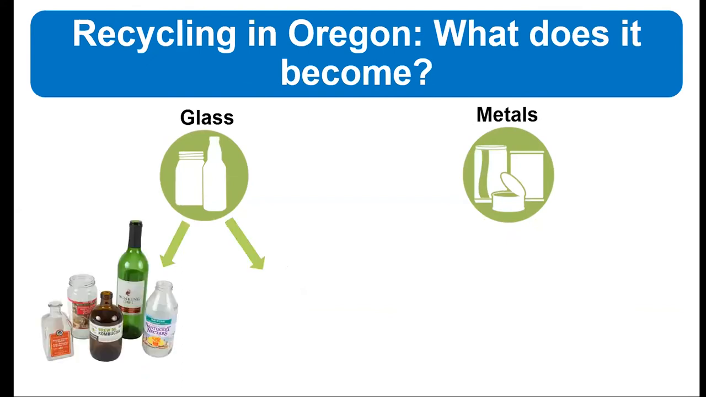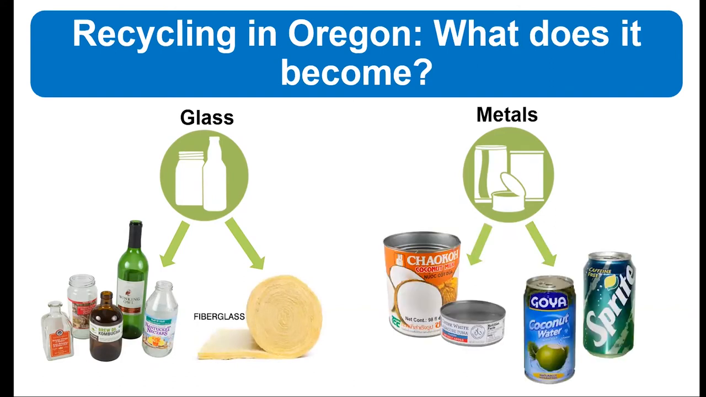Glass mainly becomes new bottles and jars and insulation, and can also be used as a cement additive in the manufacture of concrete and used as alternate daily cover in landfills. And then metal, both ferrous and non-ferrous, so steel as well as aluminum, copper, all that good stuff, are made into all other kinds of products. The act of refining metal has gotten better and better, and scrap material has a lower melting point than virgin material. So there's a lot less energy used for the recycling process when we use recycled metal.